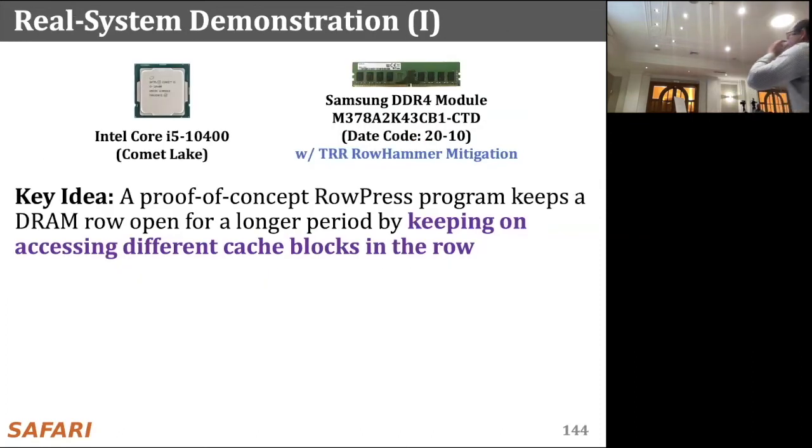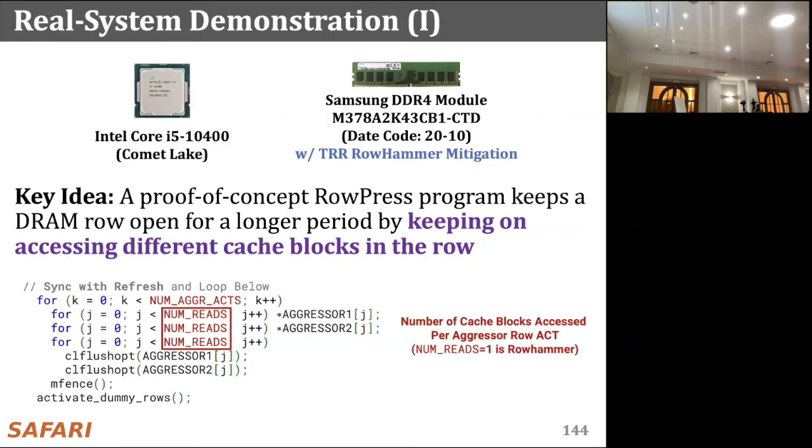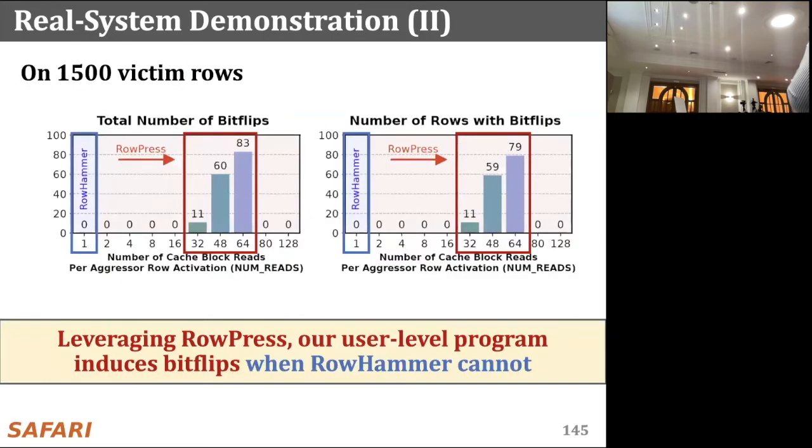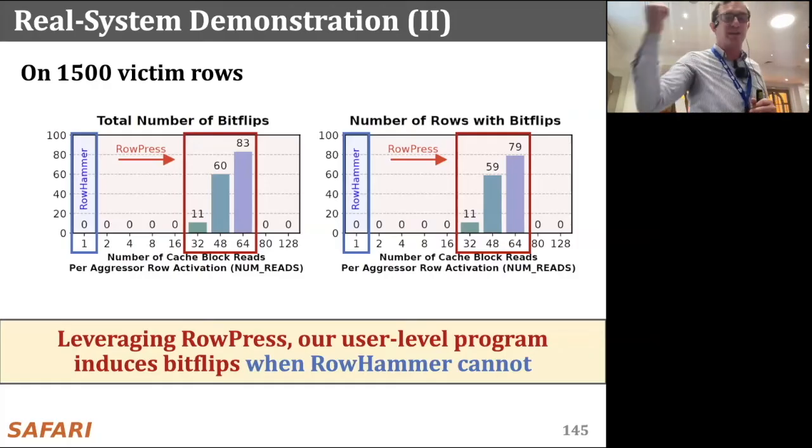But we were able to show that on a real system. In a real system, basically, you can write a program, user-level program again. And in this user-level program, we keep the row open longer by accessing different cache blocks in the same row. And if the memory controller keeps the row open, and most memory controllers, especially Intel, keep the row open so that you can exploit row buffer locality if you're accessing different cache blocks, you can keep it open for long. And this is what we observe in real systems. You get bit flips after keeping the row open for 32 cache blocks, 48, 64. These are old results. The arXiv version actually has much better results, with more bit flips. But the fact is that you can get bit flips even though the systems are protected against RowHammer. RowHammer should not be able to cause bit flips over here.